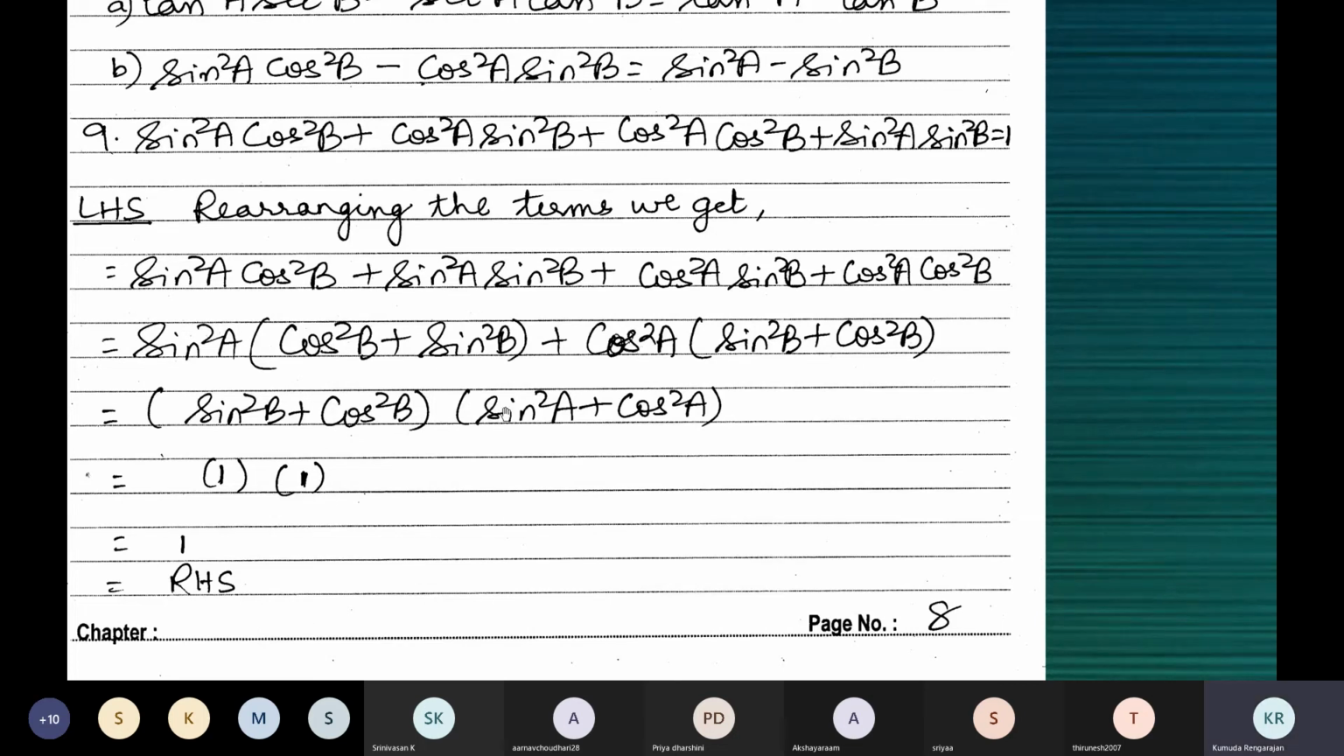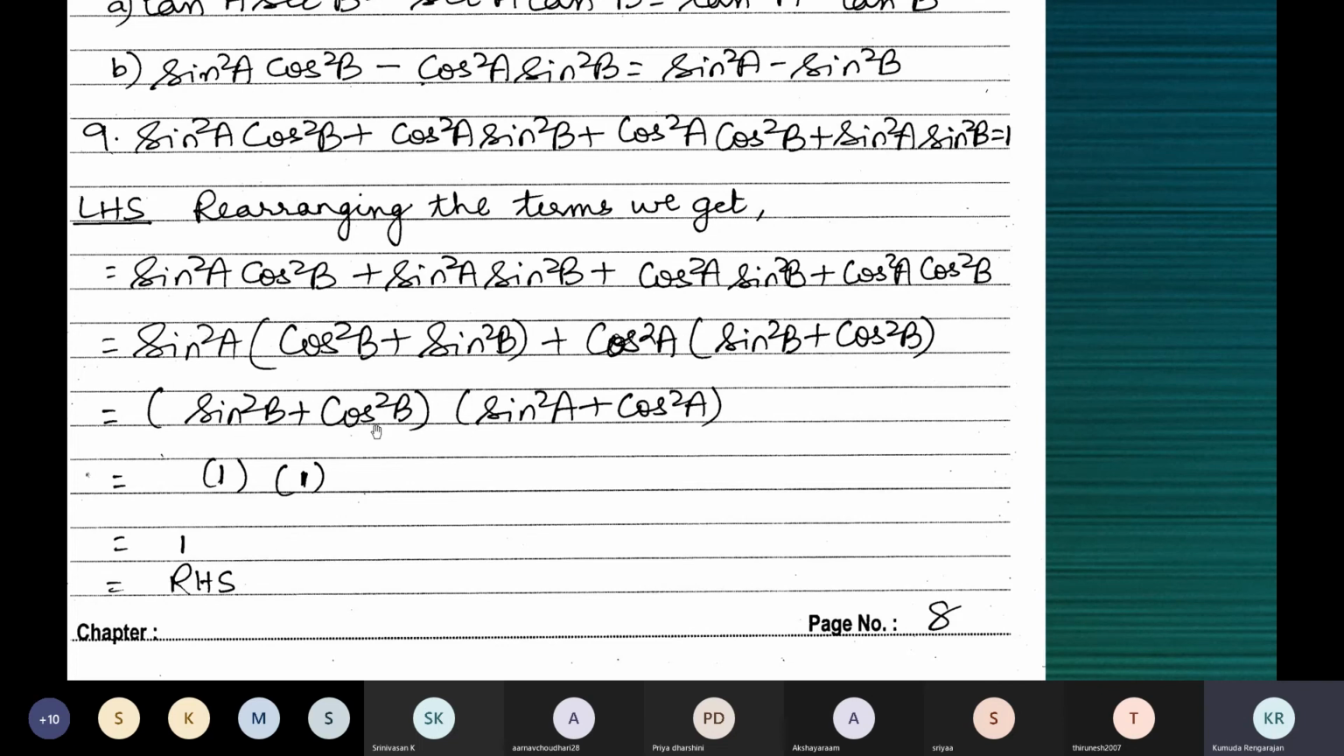So to proceed, you can use the other approach also. What I have done here is, when you have A plus B in the bracket, you bring out A plus B common. Like that, cos square B plus sin square B, cos square B plus sin square B. So I've brought it out common here. Then this sin square A plus cos square A in the bracket.